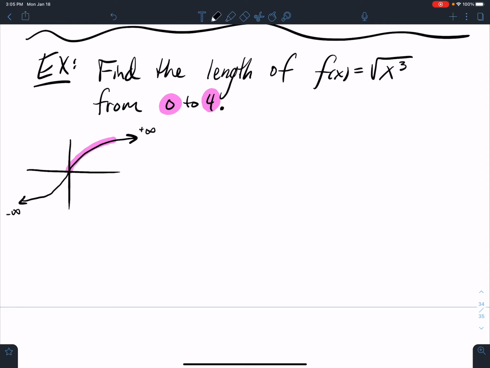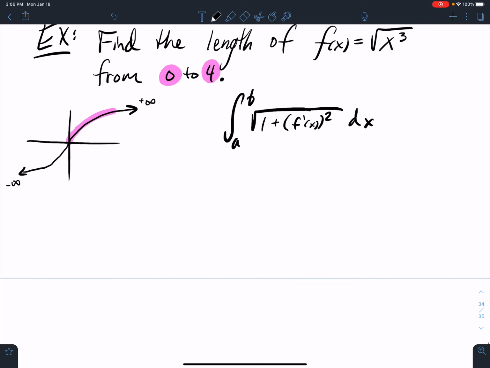So to do this, we use our formula: integral from a to b, square root of 1 plus the derivative squared dx, provided the derivative is continuous on the interval a to b. So here a is 0, b is 4, f of x is x to the 1/3. Oh, wait, golly, I'll get this right in a second.